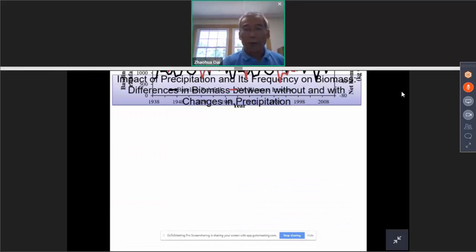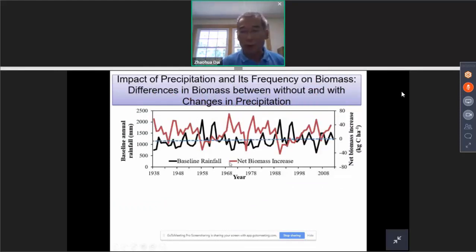Okay, so now we can compare this. What is the difference? This is the dashed line. That's the base. Rainfall is precipitation. Now, this is the precipitation increase, and this is the black line. That's just the base, and it's based on this. So we can find the base, the forest biomass, subtracted, and it's different.